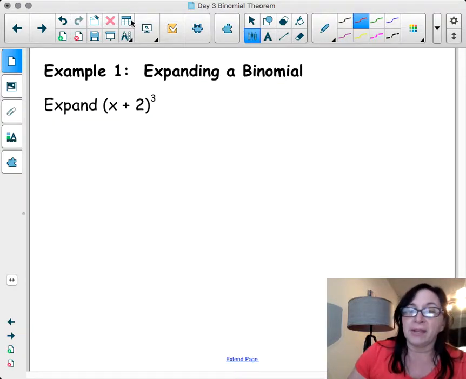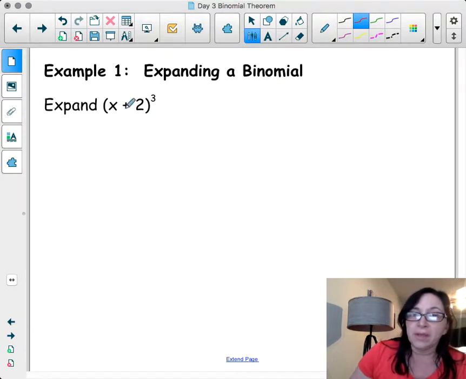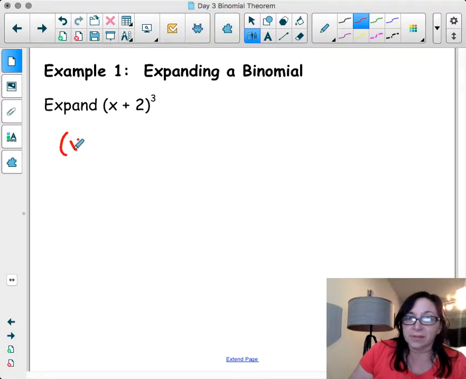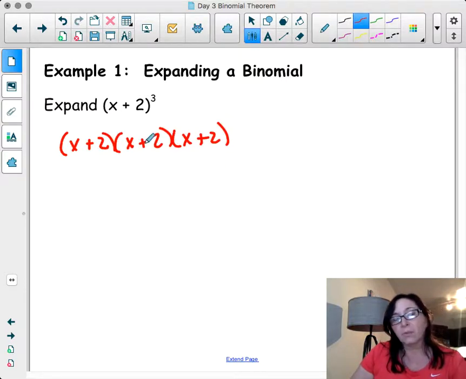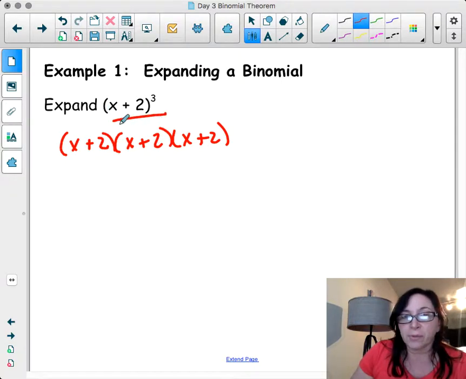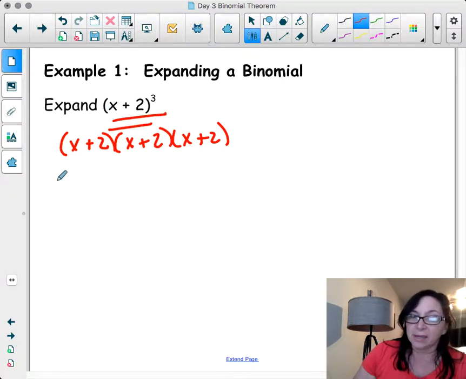So let's try expanding a binomial. We have x plus 2 to the third power. We don't want to add or multiply x plus 2 times x plus 2 times x plus 2. We don't want to do that. What we want to do is learn how to write this binomial as an expansion.